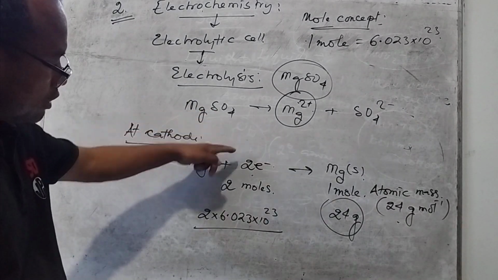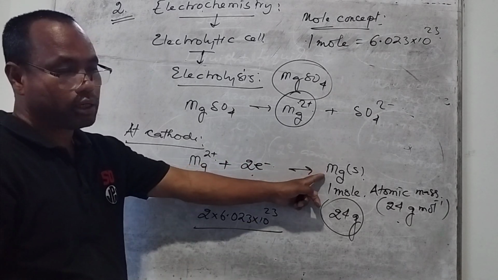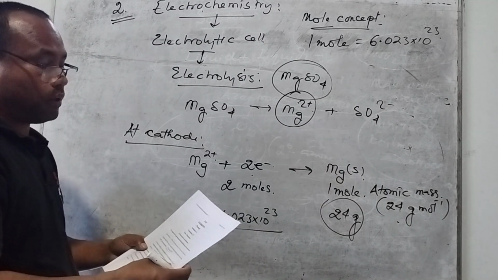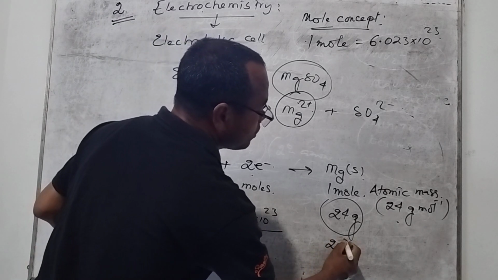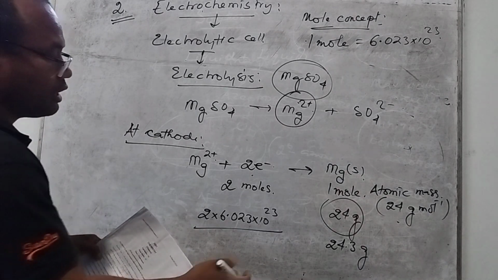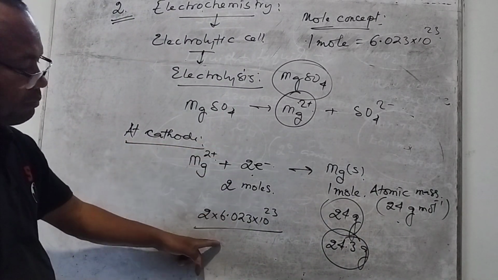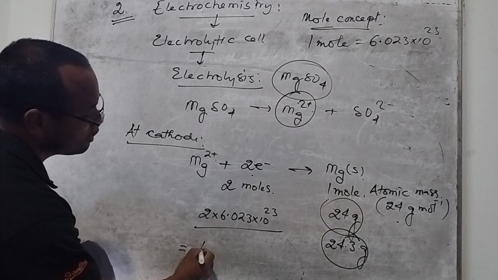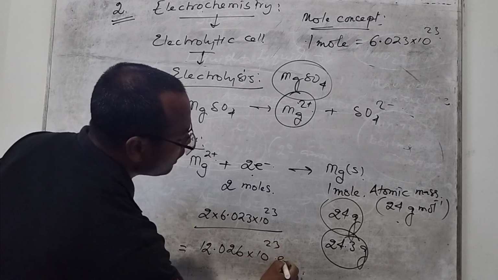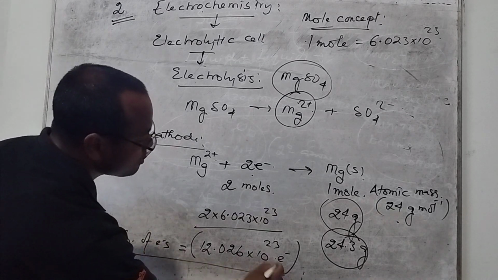So if we pass 2 into 6.023 into 10 to the power 23 electrons, how much magnesium deposits? 24 grams. Look at the question: the same mass of magnesium, approximately, 24.3, which is about 24. So to deposit 24.3 grams of magnesium, how many electrons must pass? The answer is 12.046 into 10 to the power 23 electrons. This is the number of electrons passing.